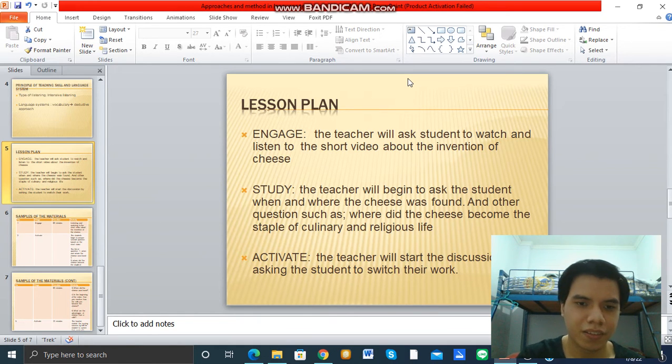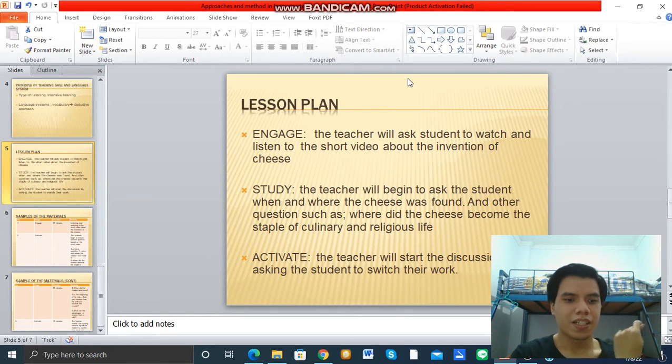And then for the study part, the teacher will begin to ask the students when and where the cheese was found, and other questions such as where did the cheese become the staple of culinary and religious life. And lastly, the activate. The teacher will start the discussion by asking students to switch their work. After that, the students are allowed to collect their work.